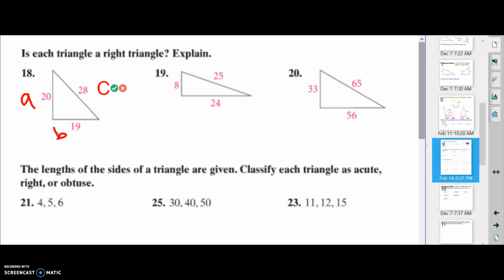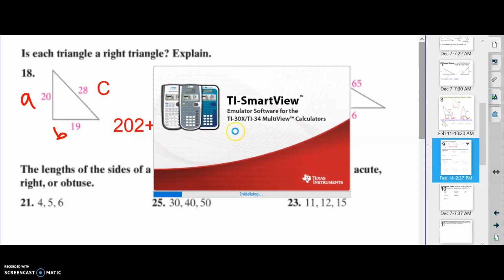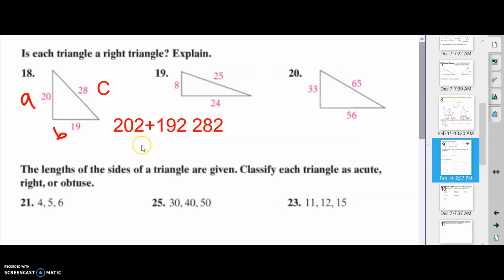All right, so then we would go 20 squared plus 19 squared, and then we'll put 28 squared. So now we type that in on our calculator and see what we get here. Let me get my calculator out. All right, sorry about that. Should have had it out and ready for you.